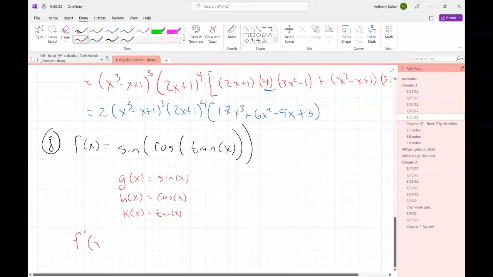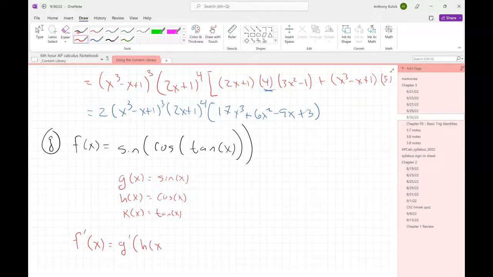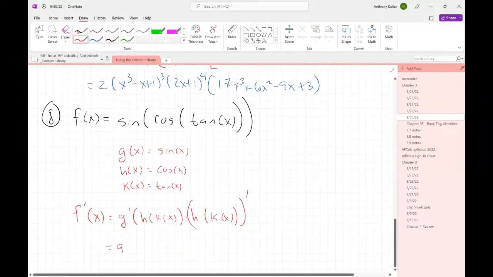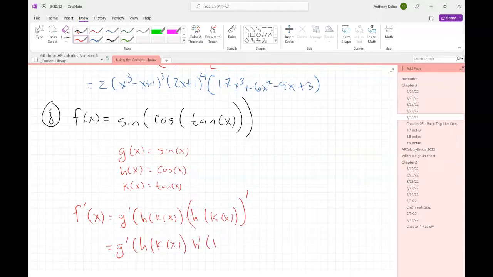So f prime of x is going to be g prime of h of k of x times h prime of k of x, which is h prime of k of x times k prime of x. Is everybody okay?